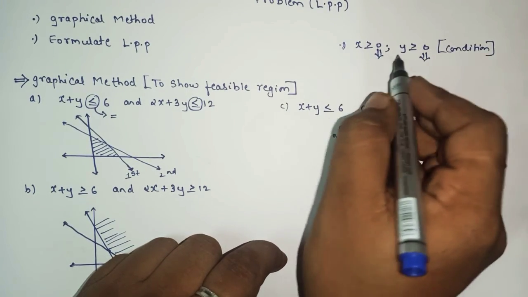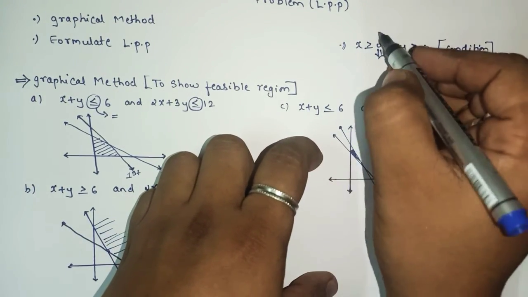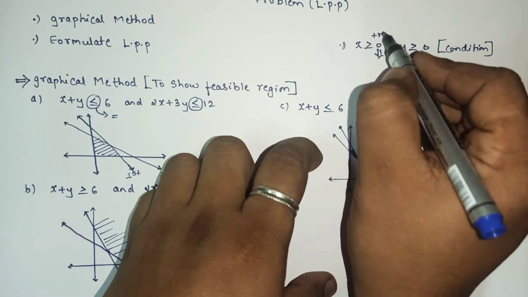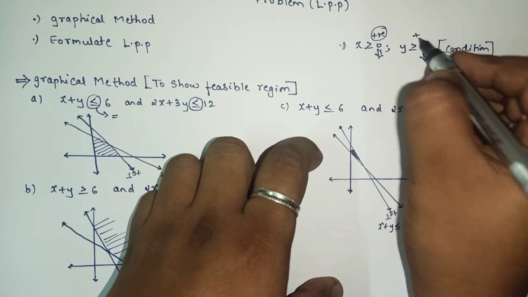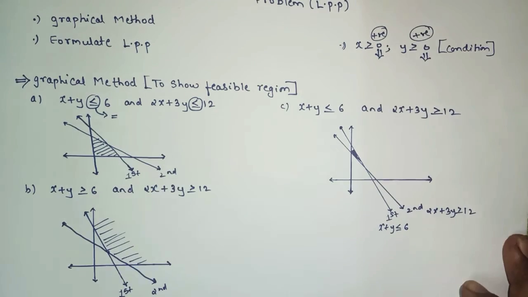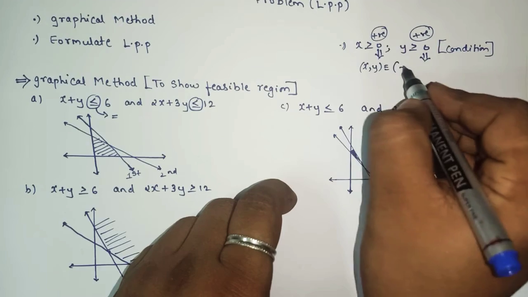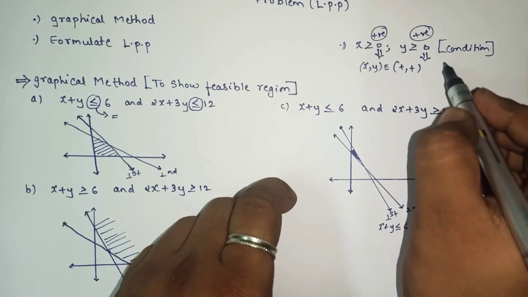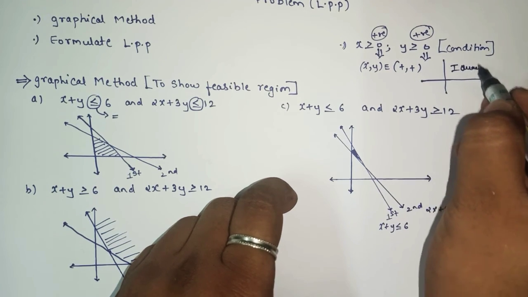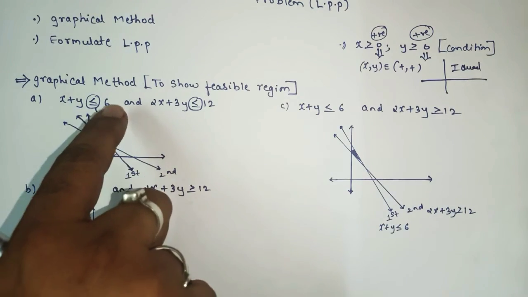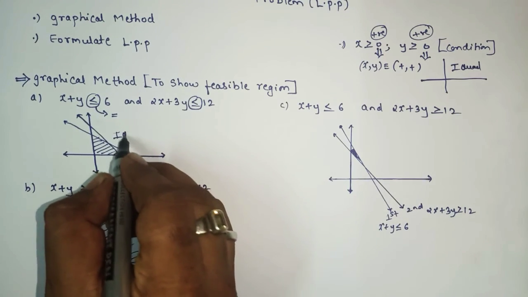So what do you mean by this? X greater than equal to 0 means the value of x will be positive. Y greater than equal to 0 means the value of y will be greater than 0, meaning positive. So here clearly we can see x and y both are positive. If both are positive, where will the coordinate of x and y lie? It will lie in the first quadrant. So that's why, while explaining the example, I took only the first quadrant. Can you see this is the first quadrant?